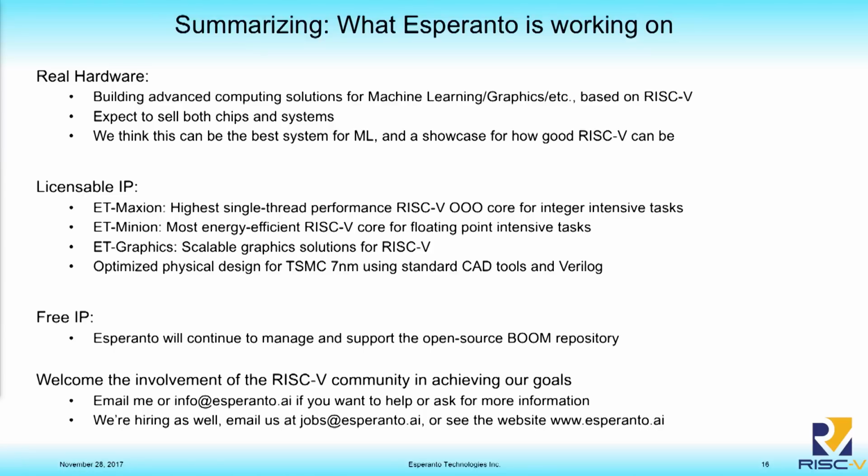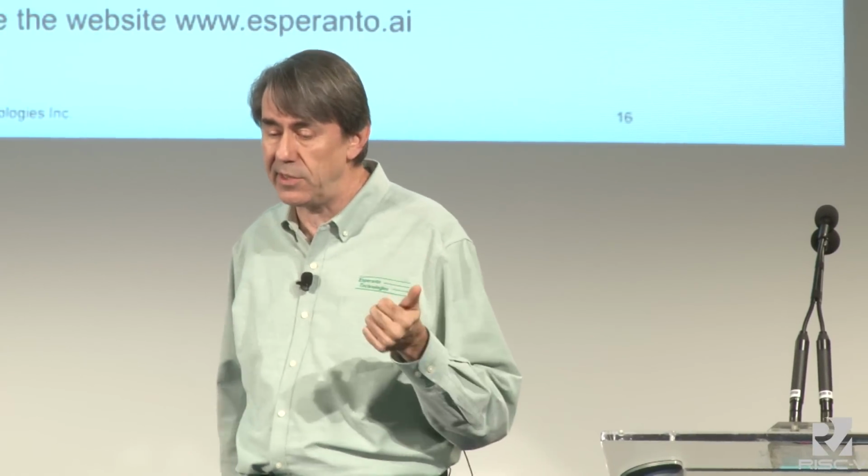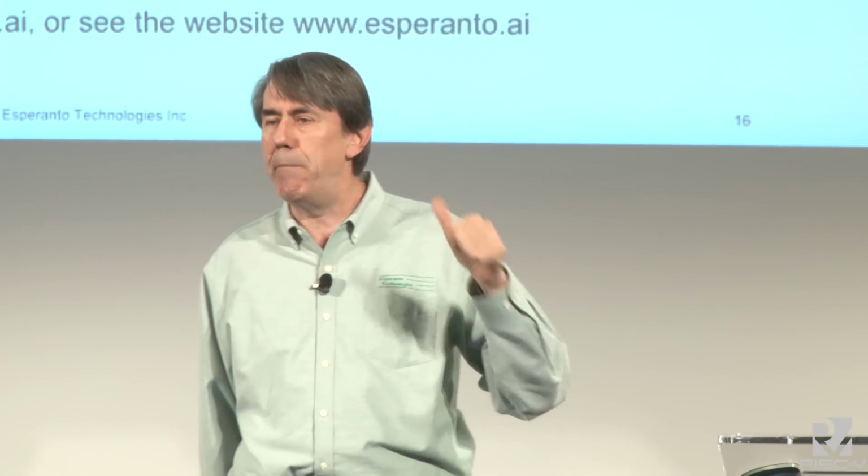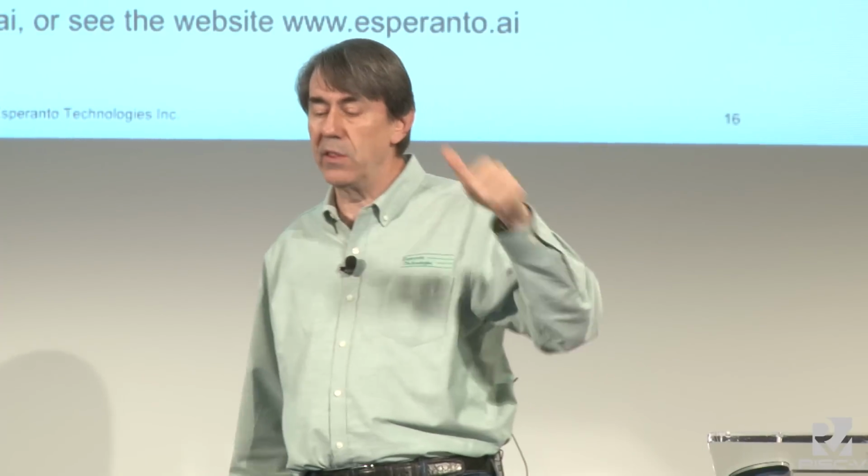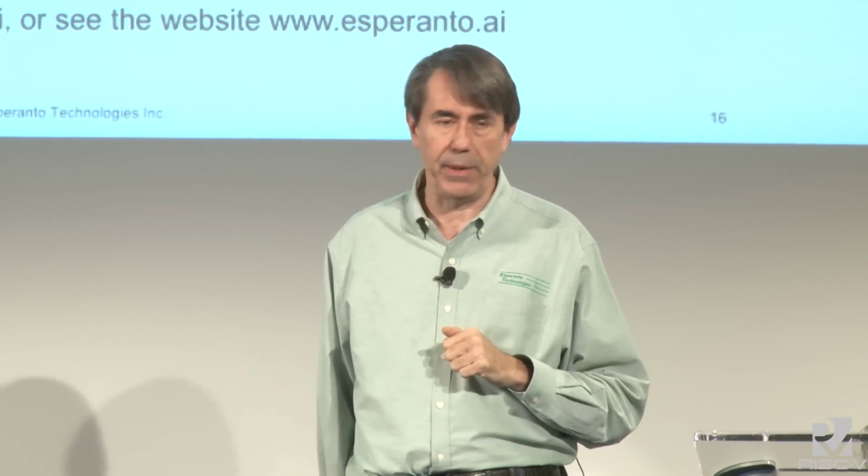So let me summarize just a little bit what Esperanto is working on. We are building real hardware. We are building advanced computing systems for machine learning, for graphics, for anything else you can imagine running on thousands of general-purpose cores, all built on top of RISC-V. We expect to sell both chips and systems, and we think this can be the best machine learning chip in the world, okay? Not just the best on RISC-V, and a showcase for how good RISC-V can be.